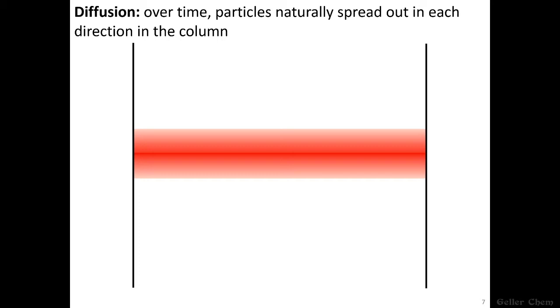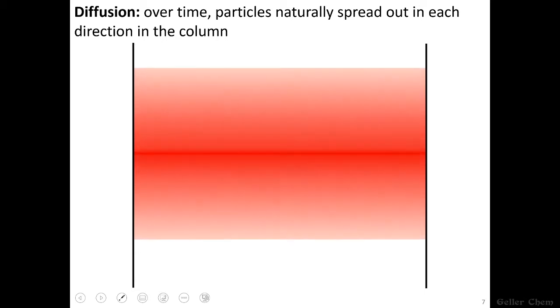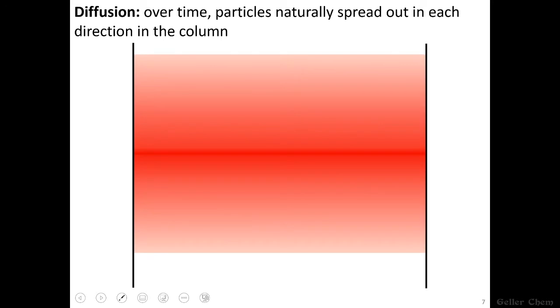Over time, particles will just naturally spread out from one another in each direction in the column, like so. Okay, so even as these solute particles are being flowed through the column in this direction, they are just naturally spreading out every which way in this process known as diffusion. And the longer it takes to get these particles out of the column, the more time the particles have to diffuse from one another and cause that band to become wider.